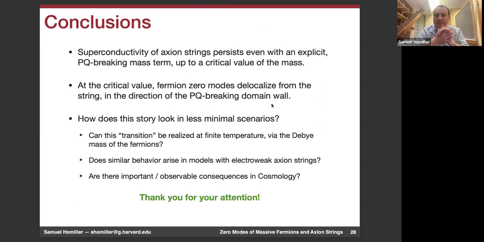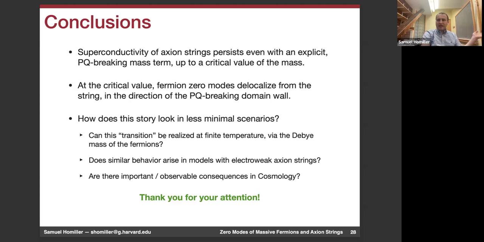Okay, so that brings me to my conclusions. Hopefully what I've convinced you is that these Axion strings can have these interesting superconductivity properties. The main result of our paper was to demonstrate really explicitly that the superconductivity persists even if you break the PQ symmetry explicitly with some mass term. But there is this interesting critical phase structure of this mass value. And at the critical point, essentially you have this interesting behavior where the zero modes delocalize from the string, and it's in the direction of the PQ breaking domain wall.